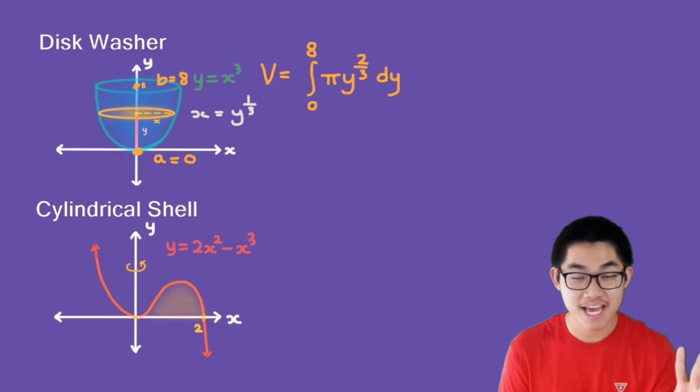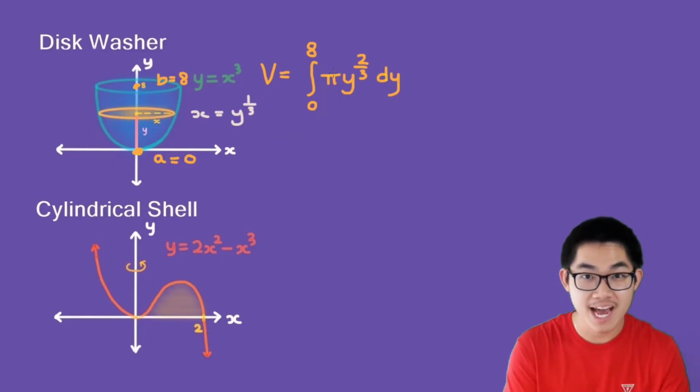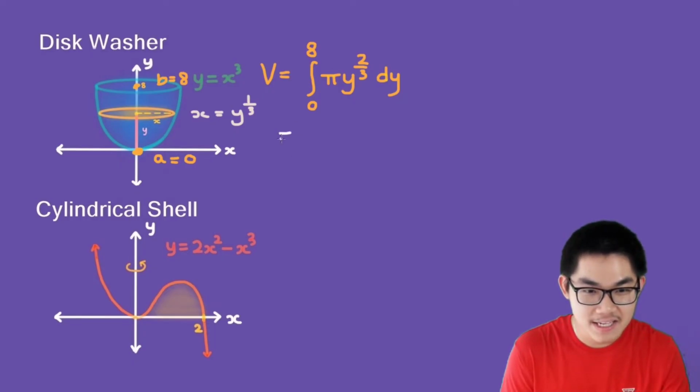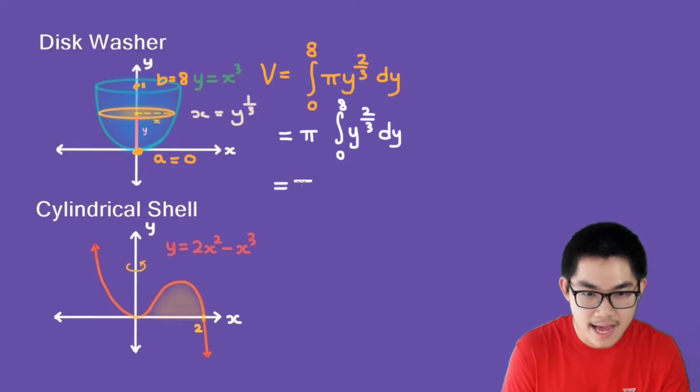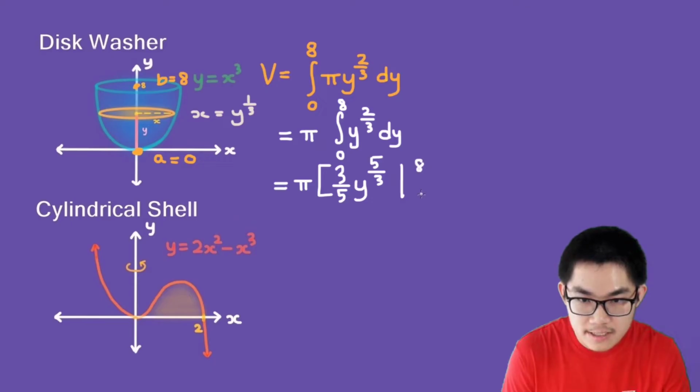The third and final step is to evaluate this integral. Since pi is just a constant, we can move it outside of the integral. So V is equal to pi times the integral from 0 to 8 of y to the power of 2 over 3 dy. This is the same as pi times the antiderivative of y to the power of 2 over 3. So we're going to get y to the power of 5 over 3, and then we divide by 5 over 3. When you divide by a fraction, it's the same thing as multiplying by its reciprocal. And then the limits go from 8 to 0.